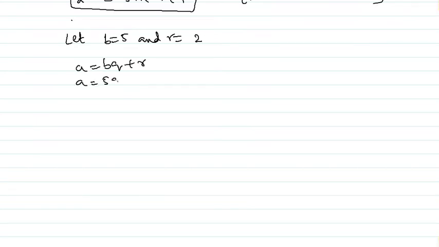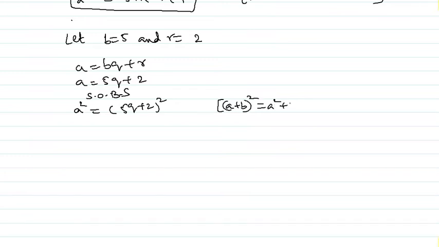Next, take b is equal to 5 and r is equal to 2, and substitute these values in the division algorithm. Then a will become 5q plus 2. Now again squaring on both sides, then you will get a square is equal to 5q plus 2 whole square. Now use the identity again: a plus b whole square is equal to a square plus 2ab plus b square.